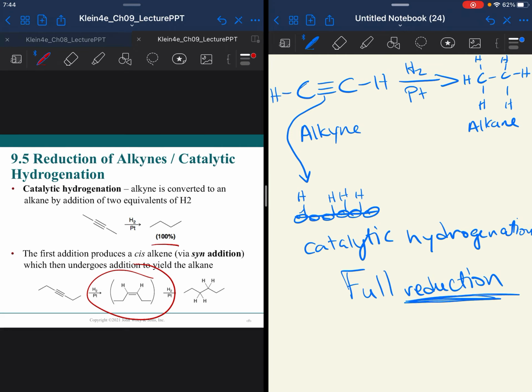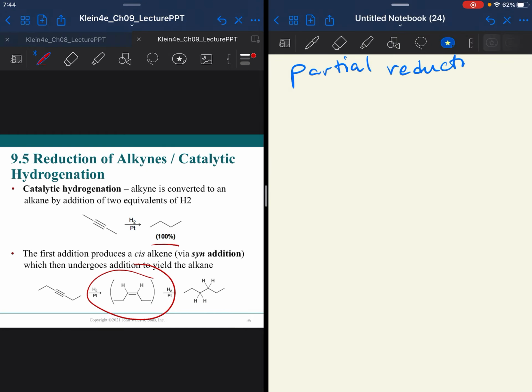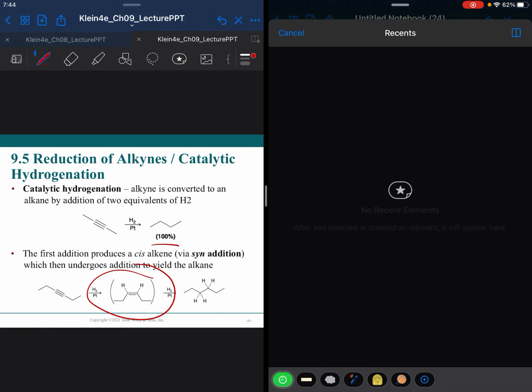So we can also do what we are going to refer to as a partial reduction. Partial reduction. Okay, my pen has gone haywire. Hold on a second.